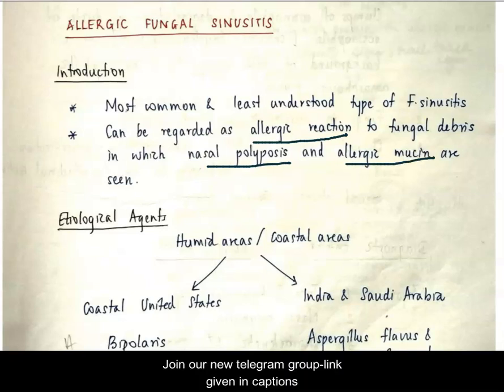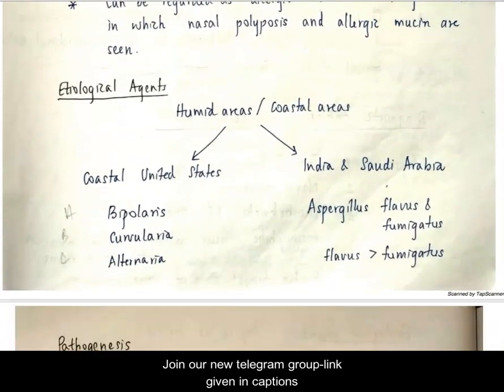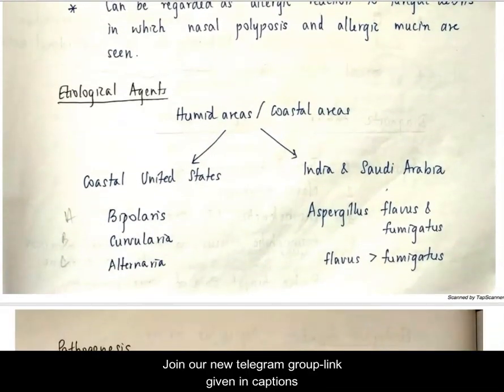Coming to etiological agents, it is mainly seen in humid areas and coastal areas. In coastal United States, the organisms responsible are Bipolaris, Curvularia and Alternaria. In India and Saudi, the organisms are Aspergillus and Aspergillus flavus, but Aspergillus is more common than flavus.